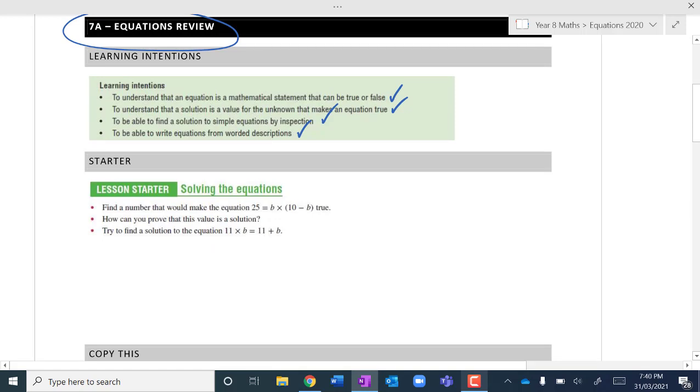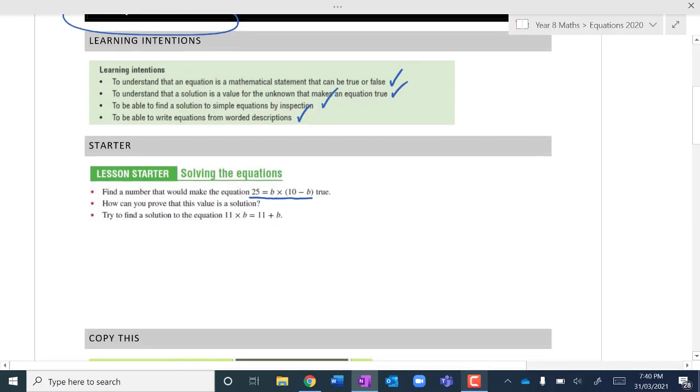All right, let's start off with this. Let's say we've got an equation and we need to find a number to make it true. Let's have a look. I've got 25 is equal to B times (10 minus B). Now we're just going to do some guess and check.